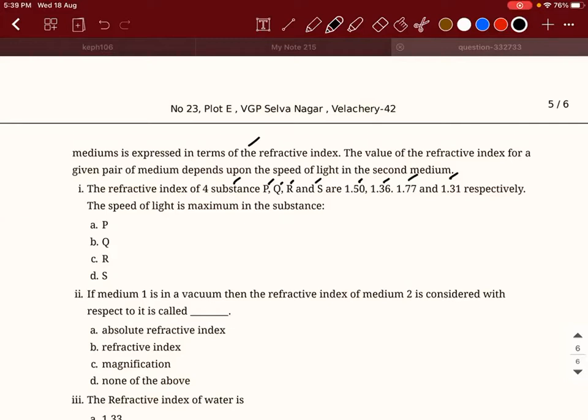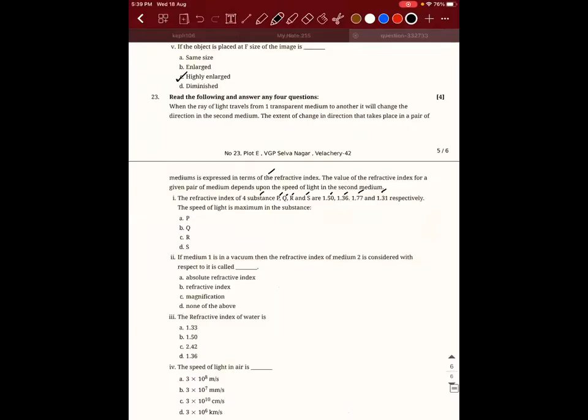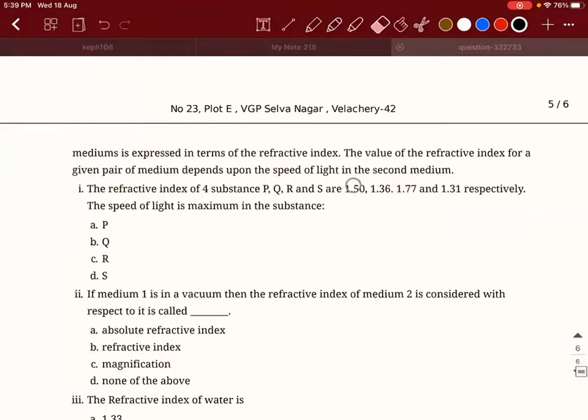Numbers are just for your reference. So what is the logic we need to think of? In which medium is the speed of light maximum? A rarer or denser medium? In which medium is the speed of light maximum, guys? It's a rarer medium. So rarer medium has the lesser refractive index. Out of the four, which one is having lesser refractive index? 1.31, which corresponds to S. So S is the answer.